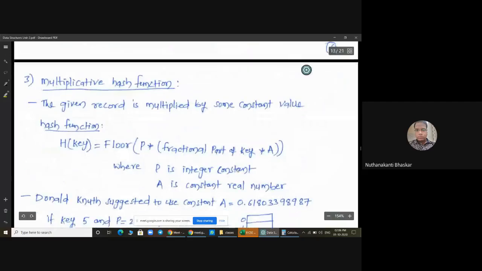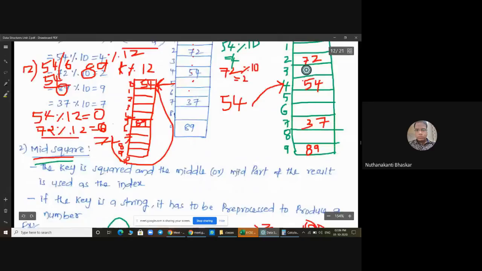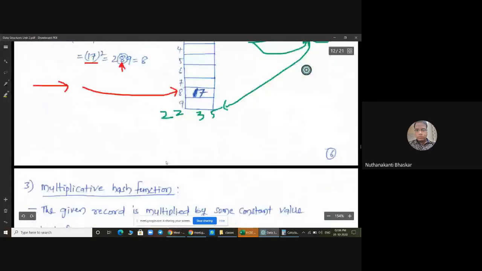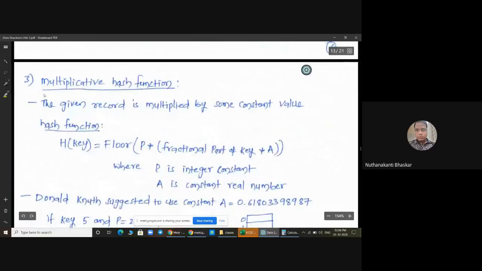Now coming to the third mechanism, the multiplicative hash function. This is somewhat of a typical hash function. Already the division method and mid square method are both easy, but in this multiplicative hash function, you have to remember some points.